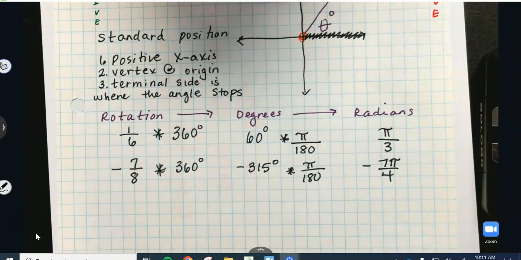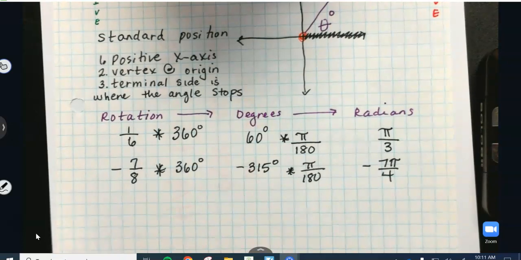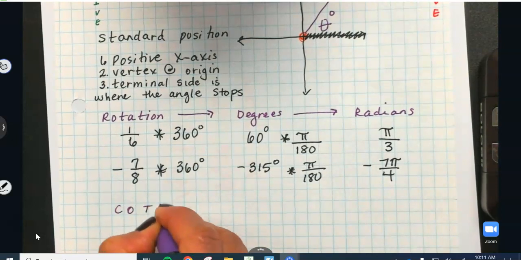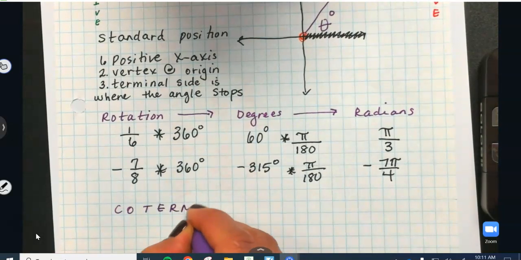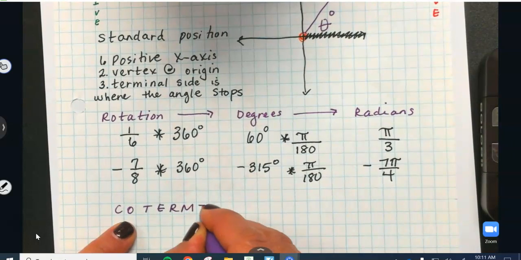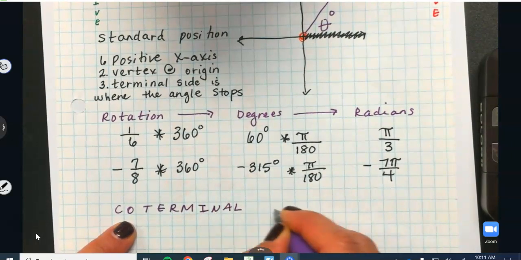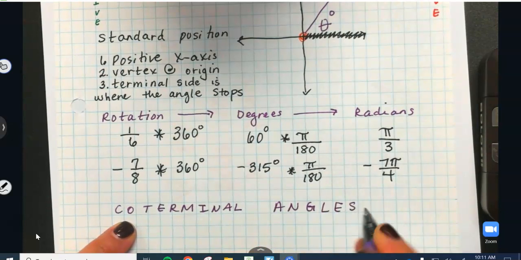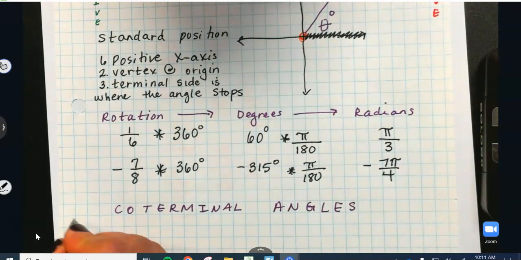All right, and that's converting. Any questions on that? We're going to move on to our next concept that's going to be on the front of the paper. It's called coterminal angles. And coterminal angles are exactly what this sounds like. Coterminal angles just share the same side of where the angle stops.